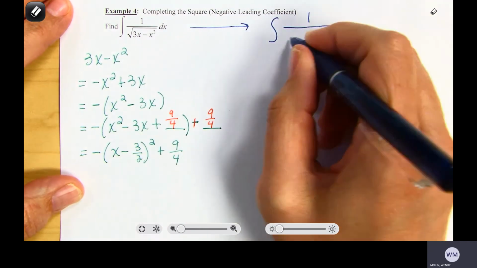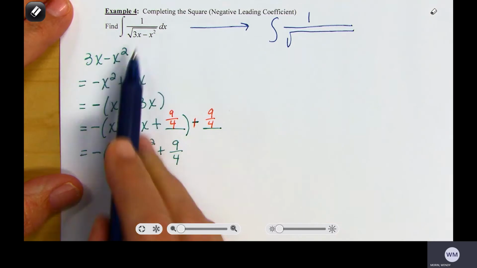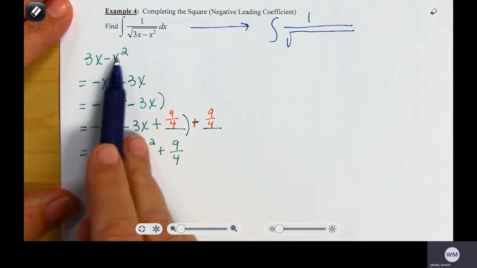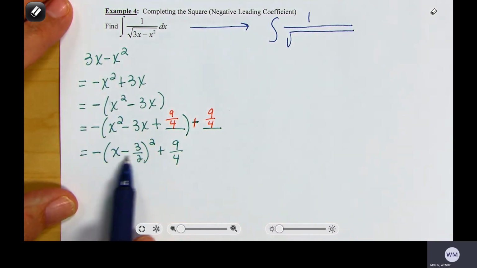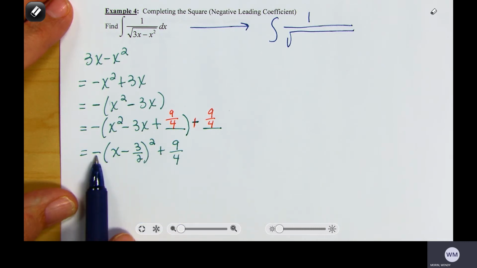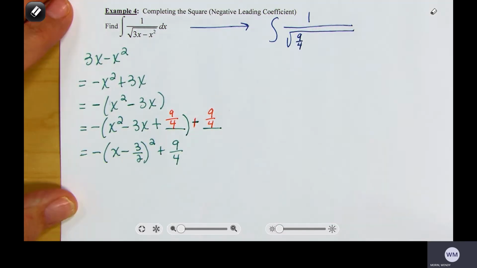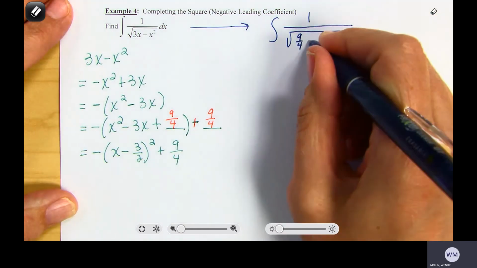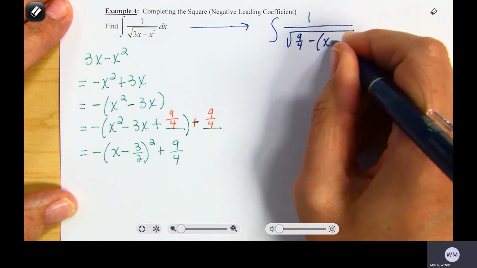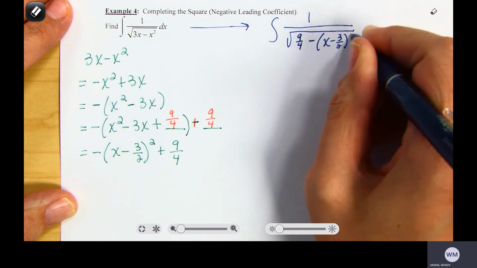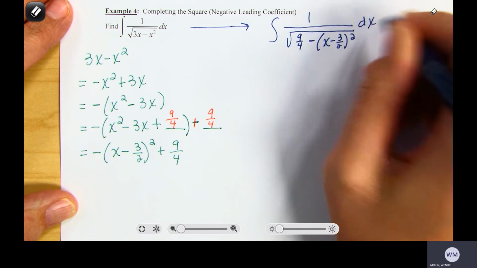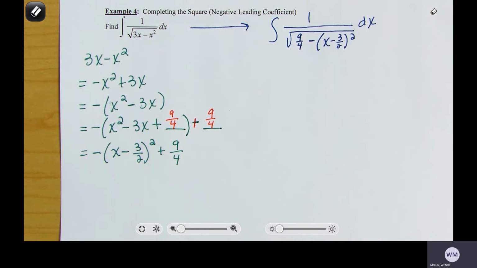1 over the square root of all of this. All of this is equivalent to all of this. Now, I don't like to ever write a negative first, so I'm going to write my positive 9/4 first. And then I'm going to subtract x minus 3/2 squared dx. What do you think? Recognize anything?